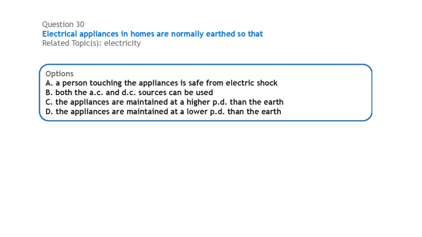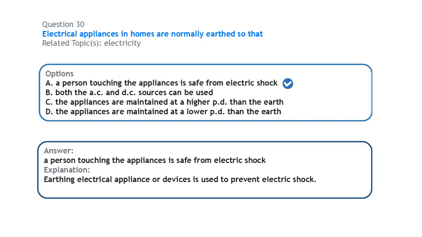Next on electricity, electrical appliances in homes are normally earthed so that it is to prevent shock. Earthing electrical devices helps to prevent electric shock or damage of the device in the advent of thunder or lightning.